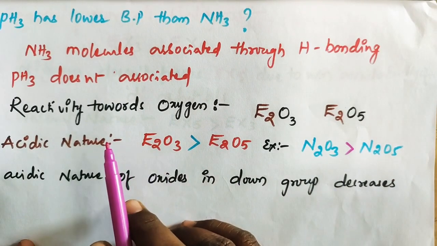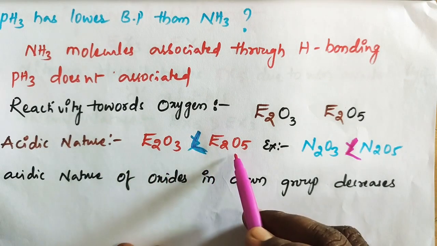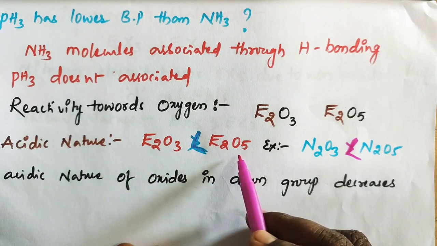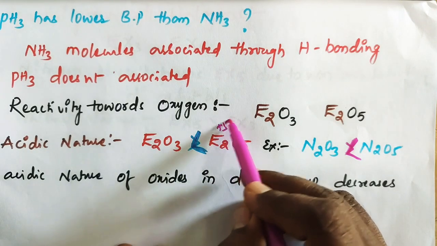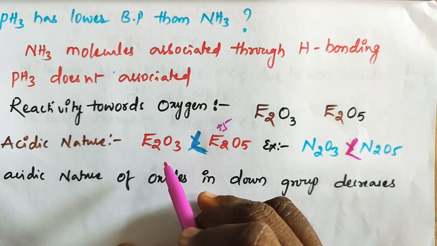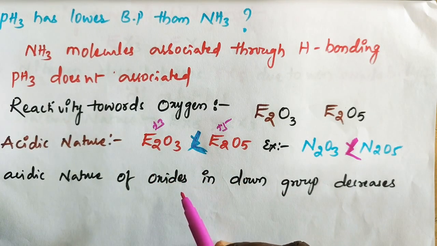Next is reactivity towards oxygen. All these 15th group elements form oxides of the types E2O3 and E2O5. In these, E2O5 is more acidic because the element shows the +5 oxidation state, while E2O3 shows the +3 oxidation state. The oxides containing the higher oxidation state are more acidic than the oxides with the lower oxidation state.